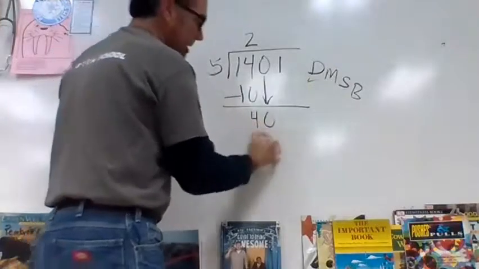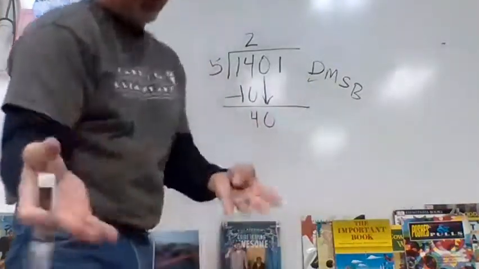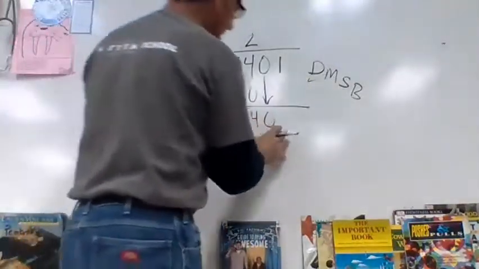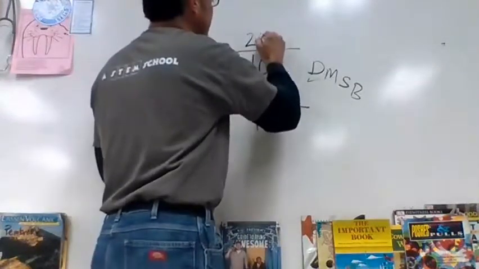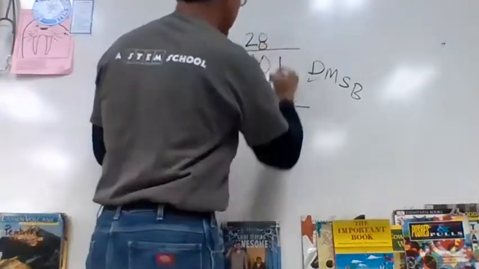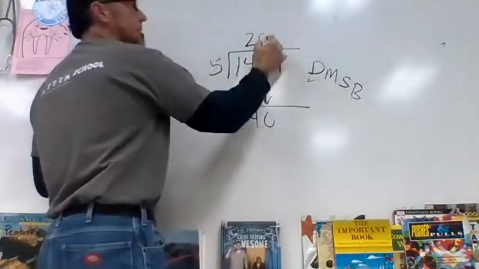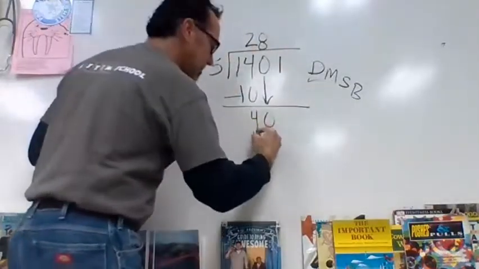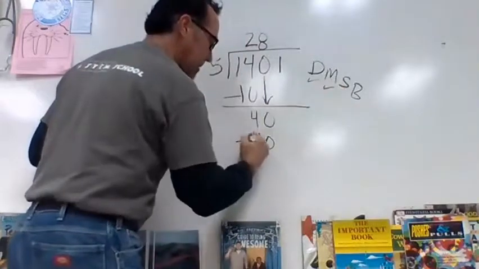5 goes into 40. How many times? Boy, knowing your math facts makes it a lot easier. I'm telling you. 5 times and it's an 8. So remember, we're placing it right above this place value right here. So now 8 times 5 is 40. That's the multiply part. Subtract.